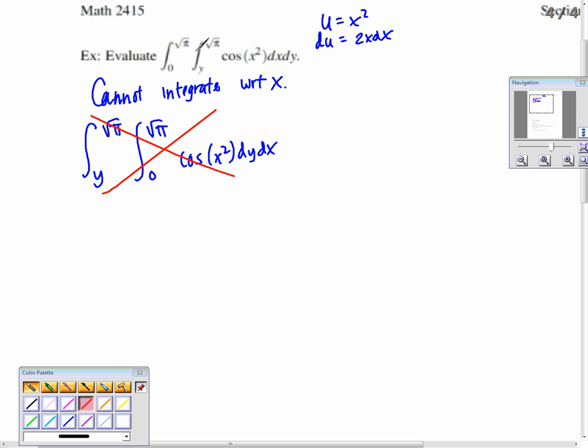Okay, how do we handle this? Well, we go back up here and we say x equals y and x equals root pi were my original x bounds, right? And y equals 0, y equals root pi were my original y bounds. I need to graph those.